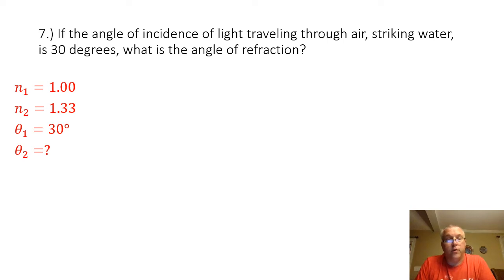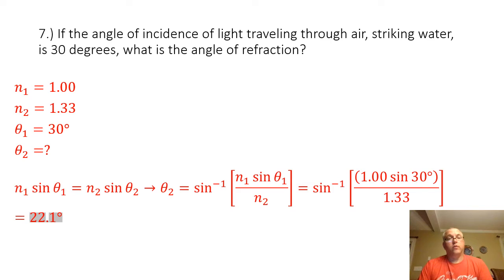Looking at Snell's law, we are now going to solve for theta 2. Solving Snell's law for theta 2 will give me theta 2 equals the inverse sine of N1 times sine theta 1 divided by N2. Plug our known values into that equation, and we will have an angle of refraction, or theta 2, of 22.1 degrees.